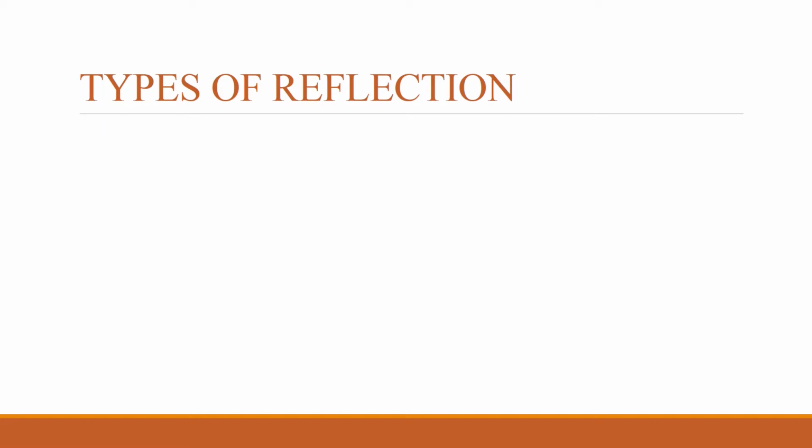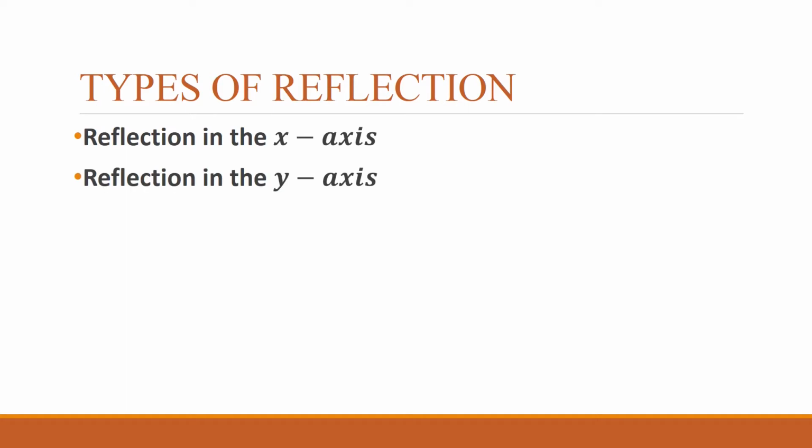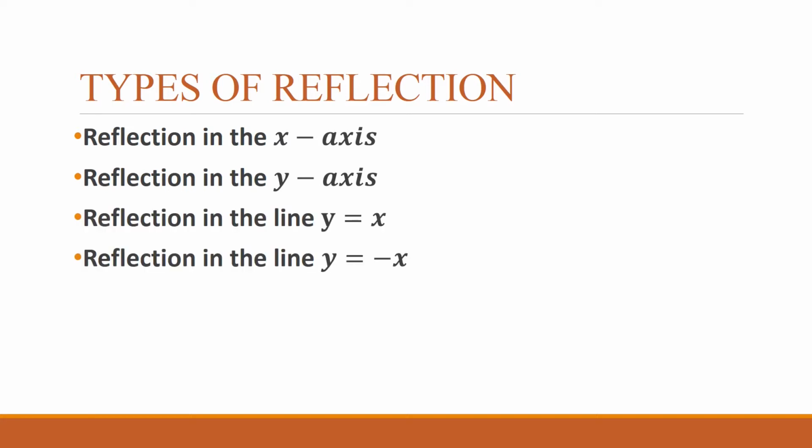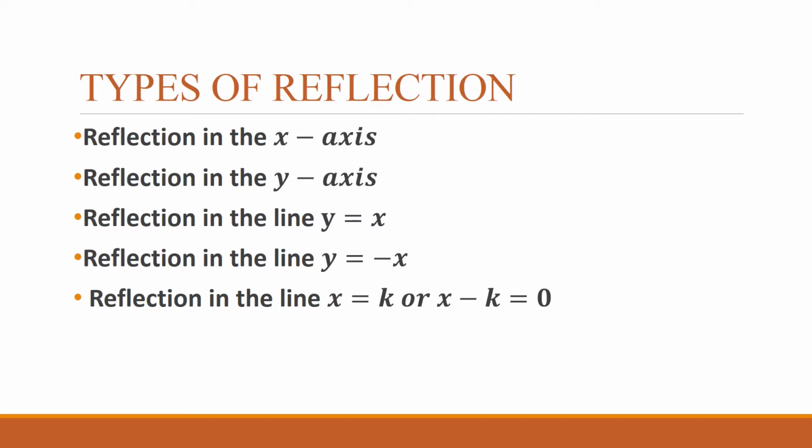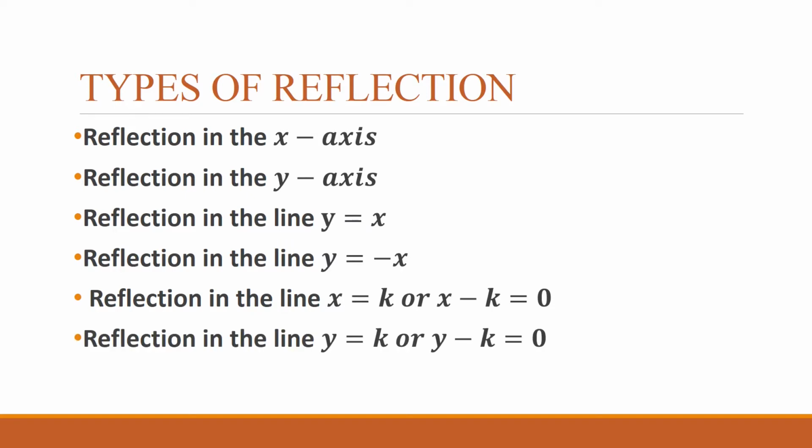Now, what are the types of reflection we've looked at so far? We've looked at reflection in the x-axis, reflection in the y-axis, reflection in the line y equals x, and reflection in the line y equals negative x. We've also looked at reflection in the line x equals k, which can also be written as x minus k equals 0. And lastly, we are looking at reflection in the line y equals k, which can also be expressed as reflection in the line y minus k equals 0.